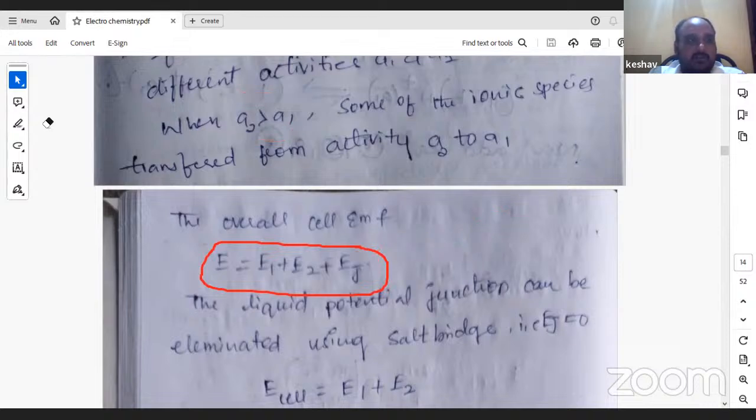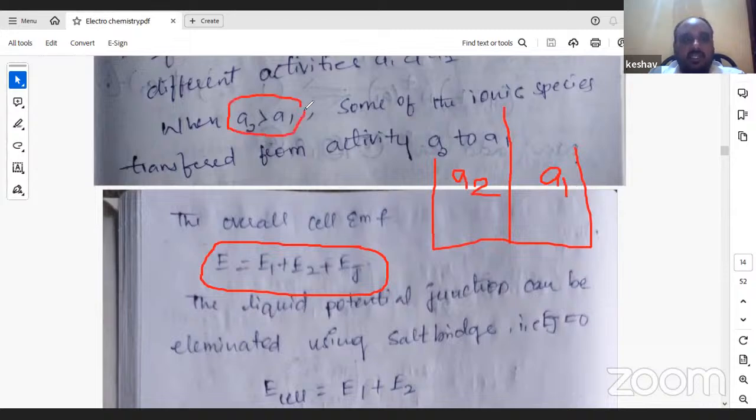So what is the LJP, liquid junction potential? Clearly observe. These are two compartments which are separated by one junction. Here the activity of one solution is A2, and here the activity of the same electrolyte solution is A1. But we know the condition, that A2 is greater than A1. Some of the ionic species are directly transferred from A2 to A1.